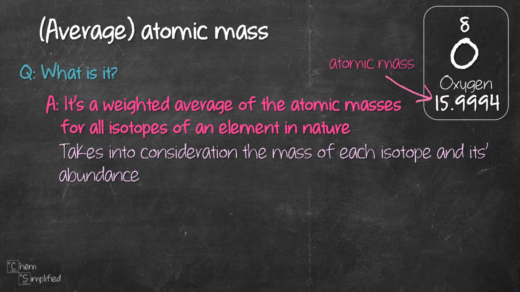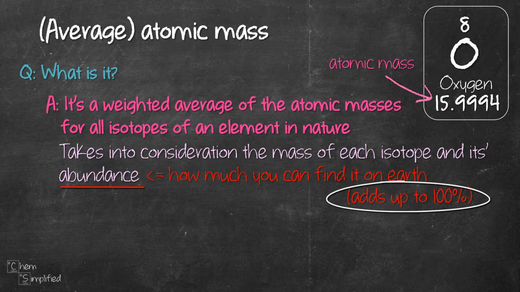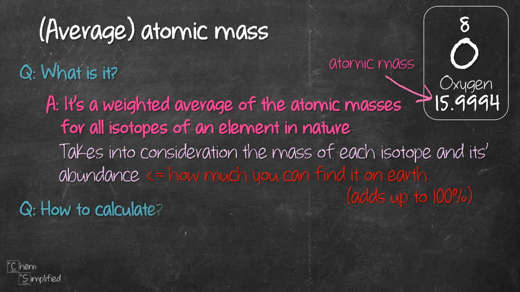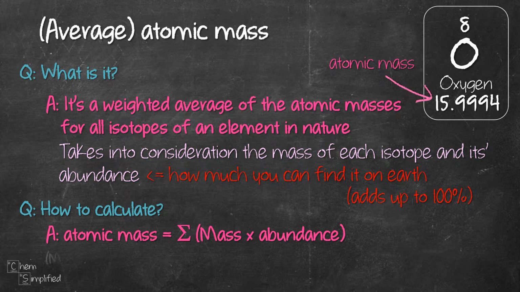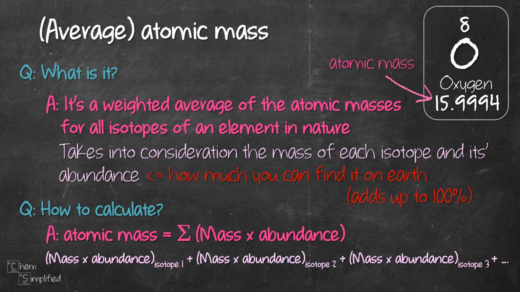When it comes to calculating the average atomic mass, you'll often hear the word abundance. It's basically how much you can find that specific isotope on Earth. All the abundances for all the natural isotopes will have to add up to 100%. That's really important. So how do we calculate the atomic mass for an element? We multiply the mass of an isotope with its abundance, and then do the same thing for the other isotopes and add them all up. And that will give us the atomic mass for that specific element.